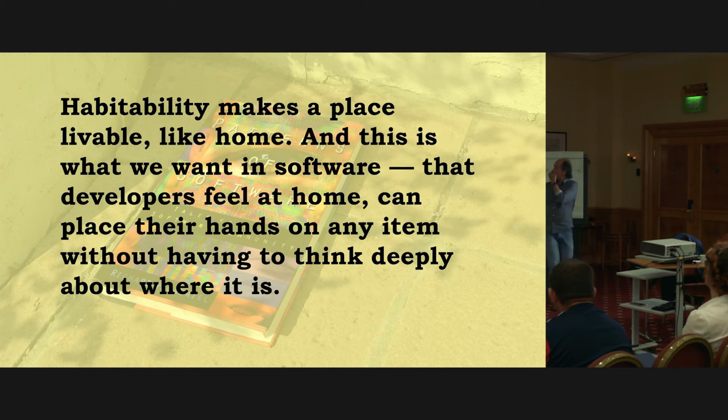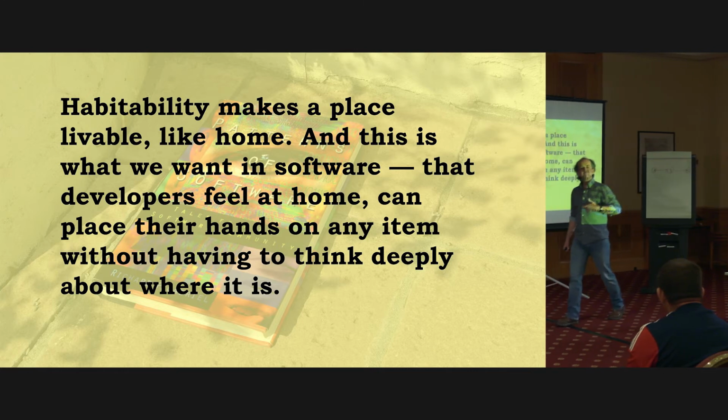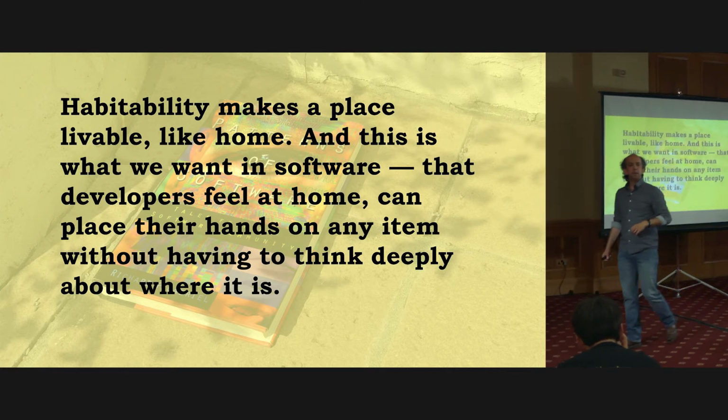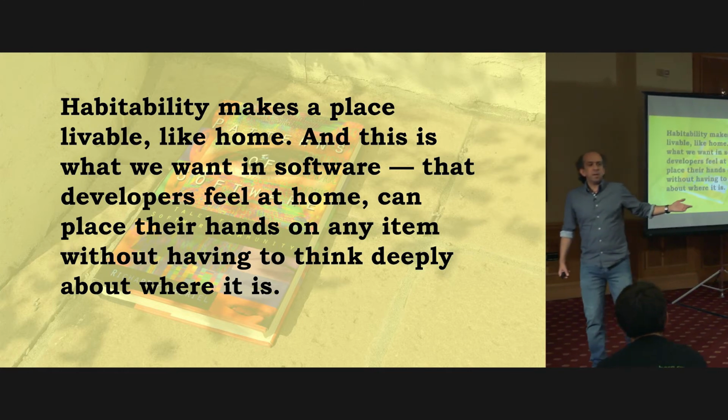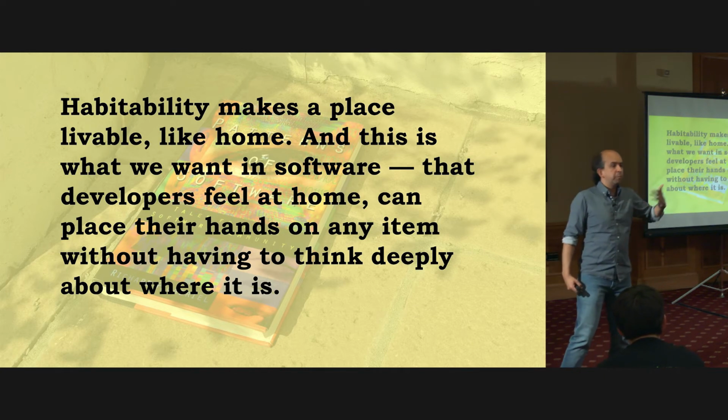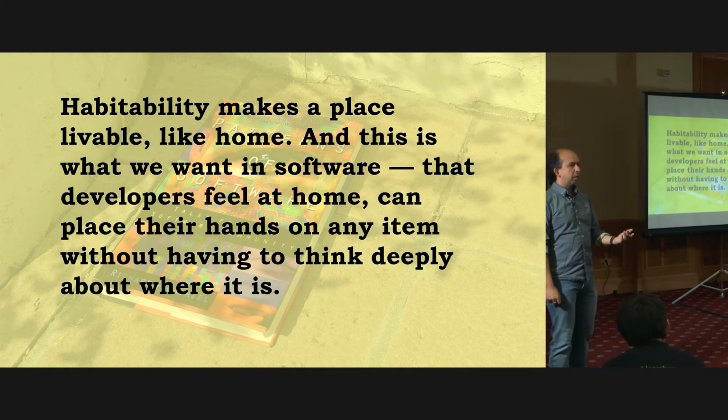That's what we want. Habitability makes a place livable like home, and this is what we want in software. Developers feel at home, can place their hands on any item without having to think deeply about where it is. Conceptually, they have a good working model in their head. Now, at my home, we have multiple threads. There's me, my wife, and my 2 boys. Okay, and you know, I've got a teenager and a tweenager. Good God, if you want to talk about rogue threads.